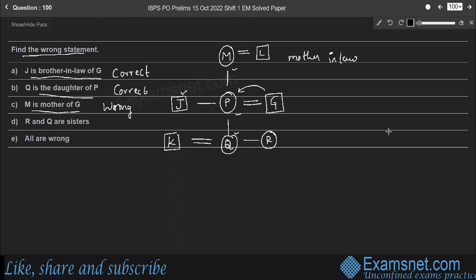Therefore, option C is the right answer, whereas the remaining, R and Q are sisters, is correct. And "all are wrong" would mean all statements are wrong, so option E is not at all an option here. "All are wrong" itself is a wrong answer, so no need to consider option E. Therefore, option C is the wrong statement.